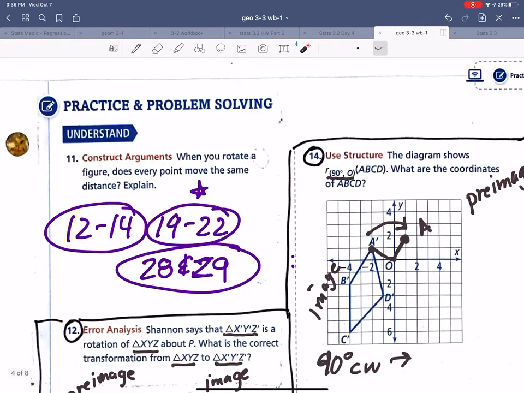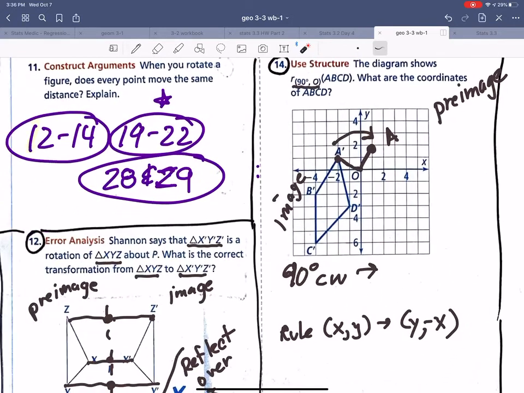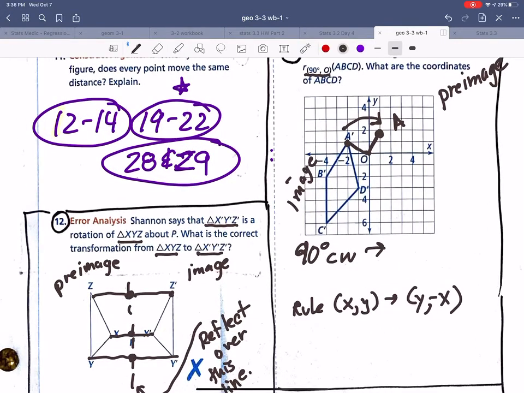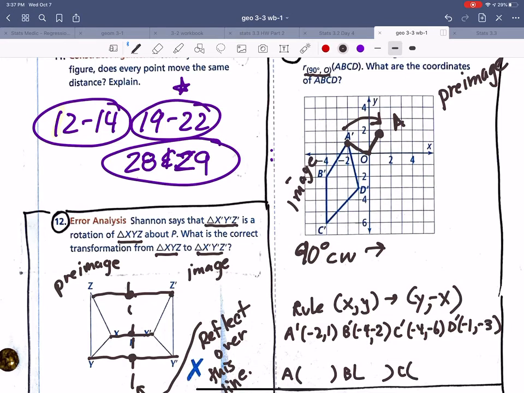Okay, so back to our number 14. If I had a coordinate, so it needs the coordinates of all of them, A, B, and C. So this time I'm going backwards. This is kind of neat. I haven't done this. So this is the coordinate -2, +1. B is -4, -2. C is -4, -6. D is -1, -3. And these are prime. They graphed the image. So working backwards, I can figure out, well, what was A, B, and C? And D.